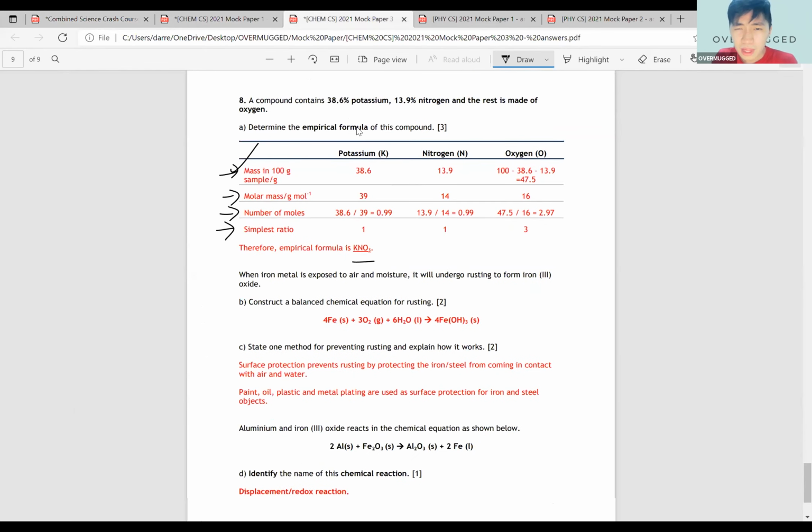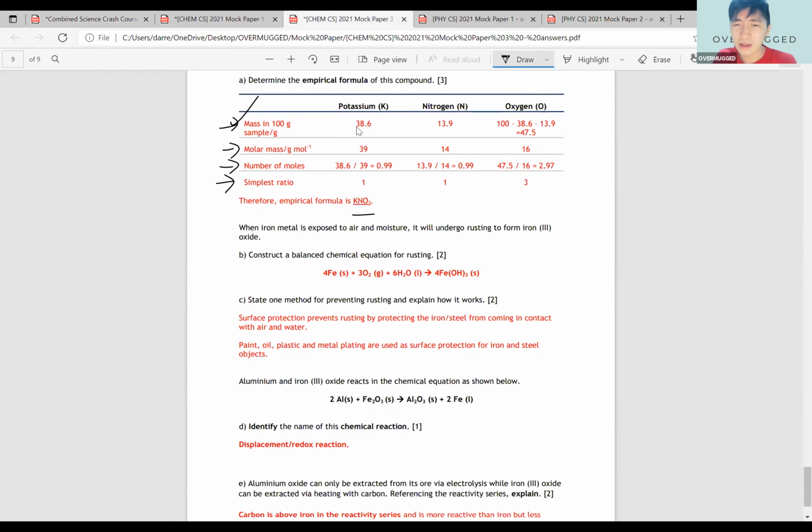Okay. Iron is rusting, conduct the balanced equation here. So because the iron here is iron three oxide, you need to form an equation where it reacts with water and oxygen. Okay. How do we prevent rust? We use surface protection, things like paint, oil, and plastic, and plating to protect our iron from being exposed to water and oxygen.